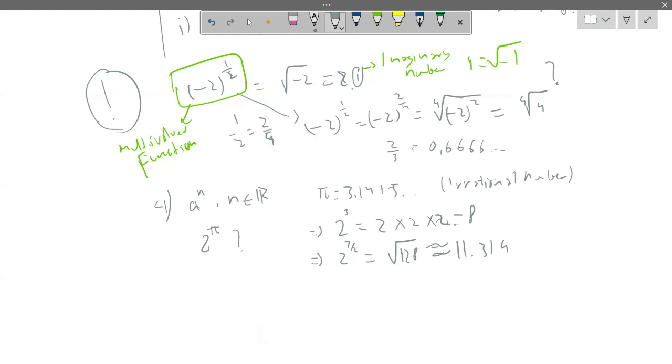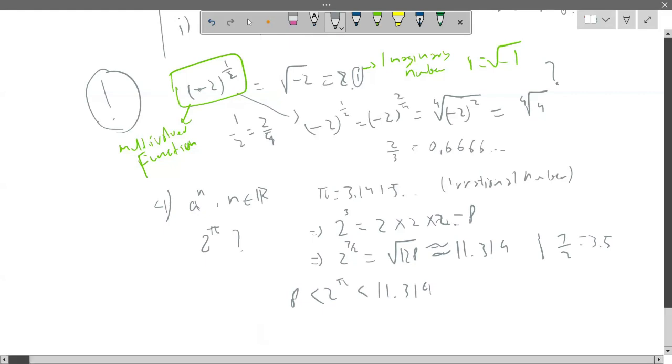By the way, just a reminder, 7 over 2 is equal to 3.5. So we know that pi is between 3 and 3.5. So the result of 2 to the power of pi should be above 8, but less than 11.314. But how much exactly?